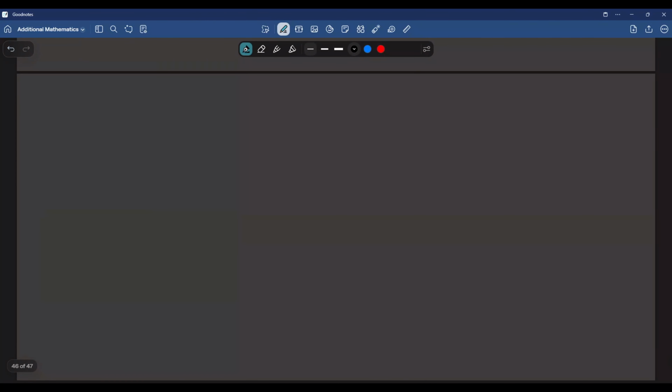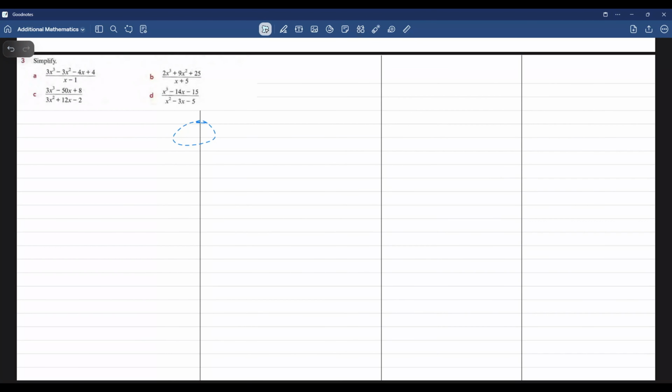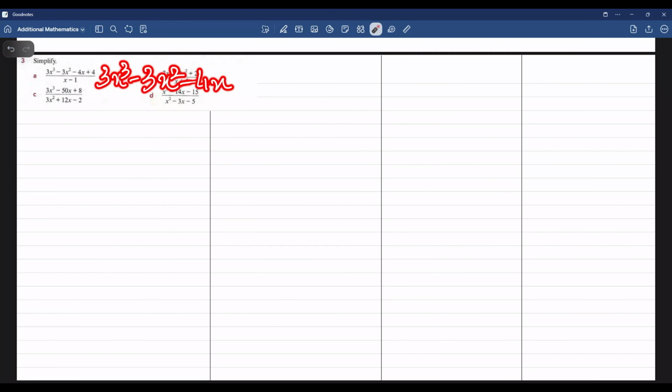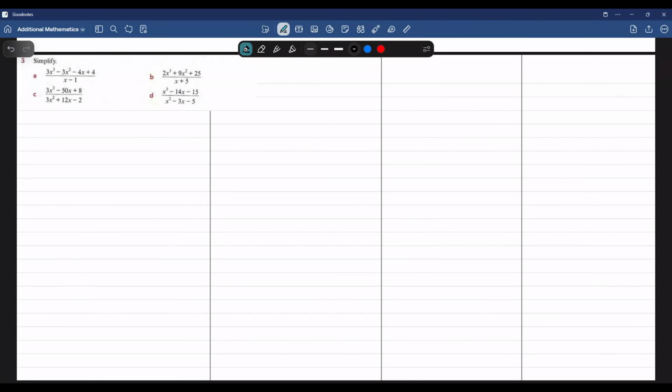Proceeding on to question number 3. Now what we're going to do is continue with what we have been doing. Again, they just change the format. Instead of writing 3x cubed minus 3x squared minus 4x plus 4 divided by x minus 1, they've written it in this format. We're going to solve it as it is, using the same long division method. We write it down here: 3x cubed minus 3x squared minus 4x plus 4, and then we divide this by x minus 1.